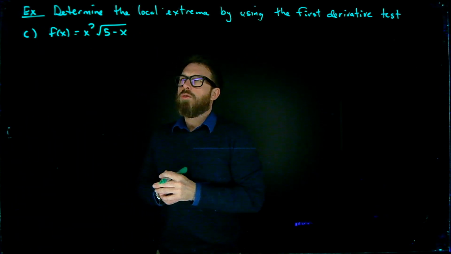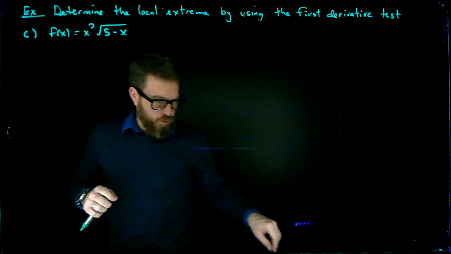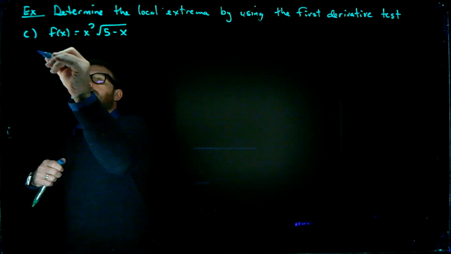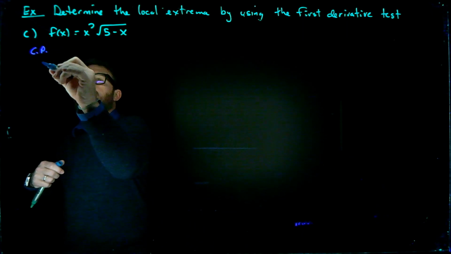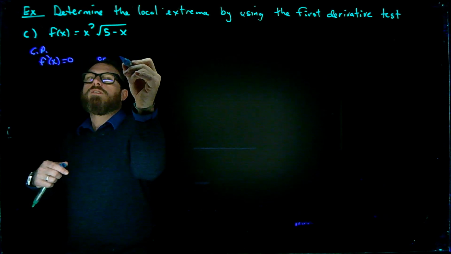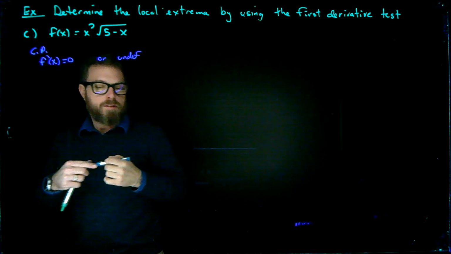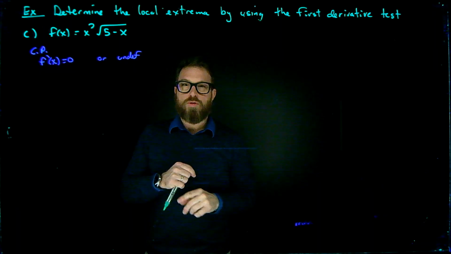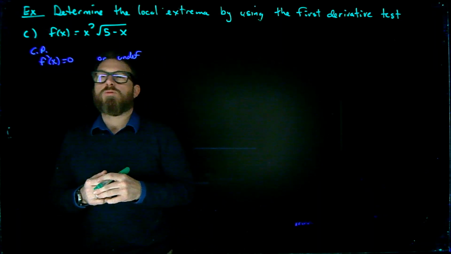All right, so in order to do this, we're going to have to find critical points, and we know that critical points happen when f prime of x is equal to 0, or we'd say undefined. Not sure if that's useful here, but it kind of is. We'll see why in a second here.